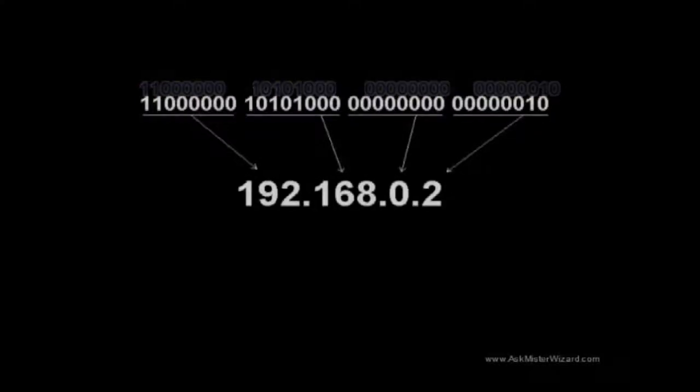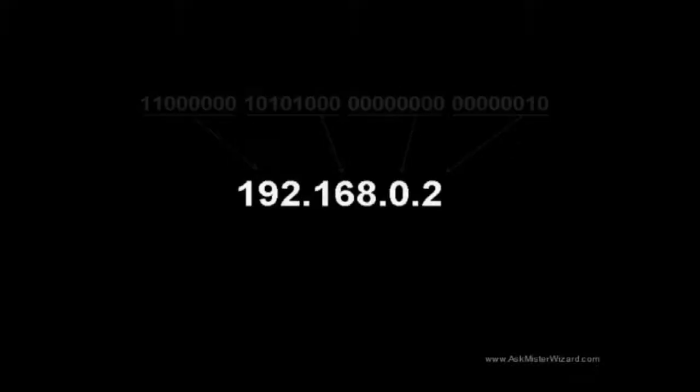The usual and customary arrangement separates each of those segments with a period, which is pronounced "dot" among the Internet cognoscenti. This results in IP addresses that look like this: 192.168.0.2.